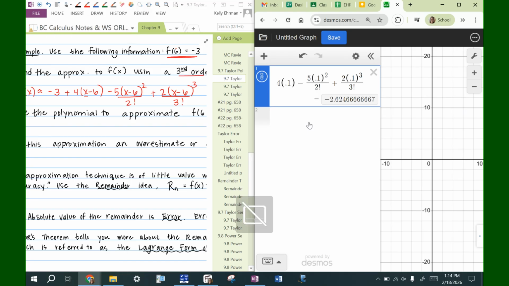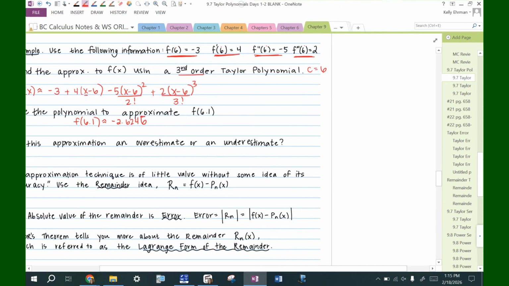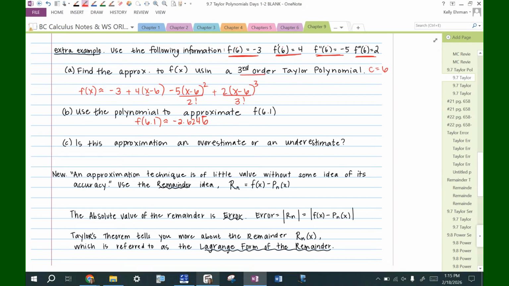So I'm getting, yeah, that's what I have on my paper. So I'm getting that f of 6.1 is approximately equal to negative 2.624. I'll just write 6 repeating. We normally have a rounding rule of 3 decimal places. I don't always do that for these because we're usually trying to figure out how accurate we are, how many decimal places we match up, and so I usually just write down the whole thing.